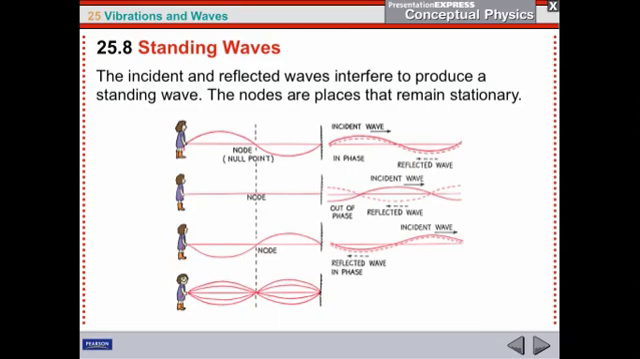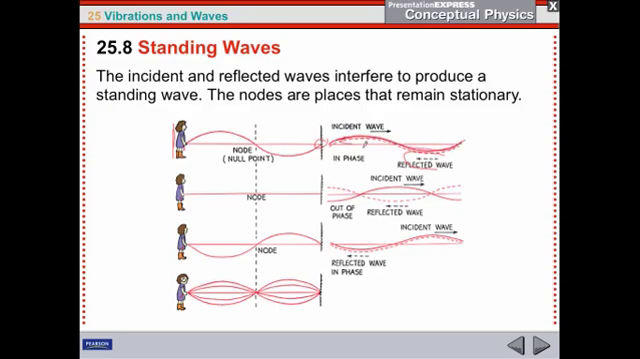Let's take a look at this picture and analyze it a little bit so you can talk about what they're looking at here. So here she is, swinging her rope up and down, and this wave has traveled this way. It hit here, and then it would reflect back. That's what they're trying to show you here.